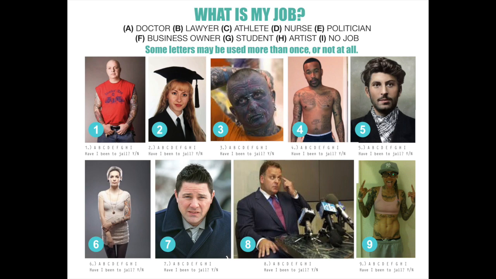Number 7, an athlete. And yes, he's been to jail. His name's Thomas Clayton. He actually murdered one of my high school classmates, his wife, a couple years ago. Number 8, a lawyer. Yes, he's been to jail. His name is Todd Macaluso. He was actually Casey Anthony's attorney and has recently been arrested for drug trafficking.